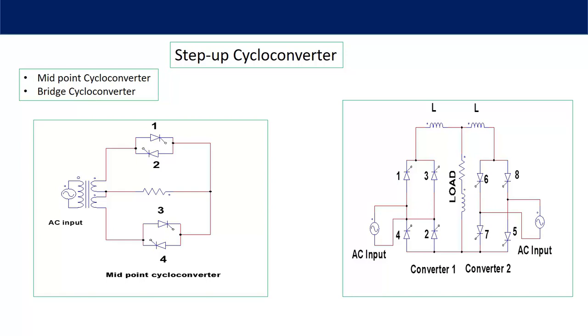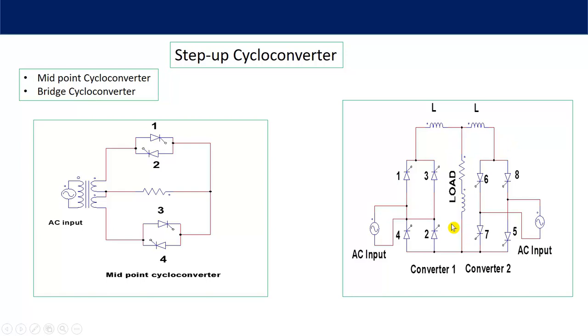That we will discuss. Now, in case of this bridge type cycloconverter, this is nothing but a dual converter. We will use this dual converter as a cycloconverter. Here you can see input voltage across converter number 1 and converter number 2 are the same, Vm sin theta. This is nothing but a rectifier. This one is a rectifier.